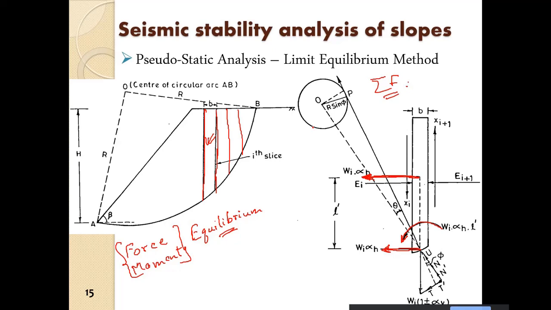So we will stop here today, and tomorrow we will discuss the modified Taylor's method. Taylor in 1937 gave a lot of charts. He solved the slope stability analysis and gave charts, and we will see how to make use of the charts to quickly do a slope stability analysis in the pseudostatic case. Okay, so we will stop here today.